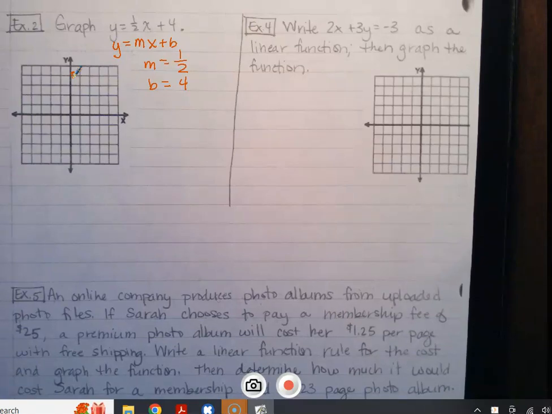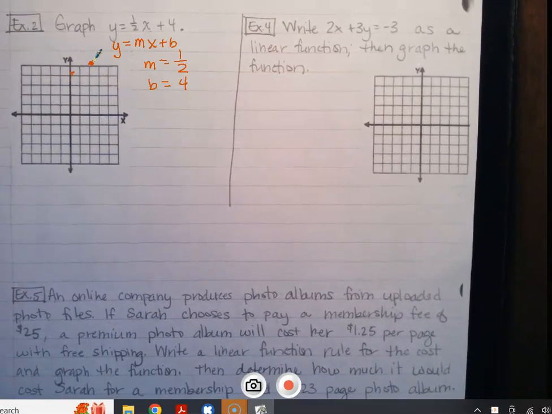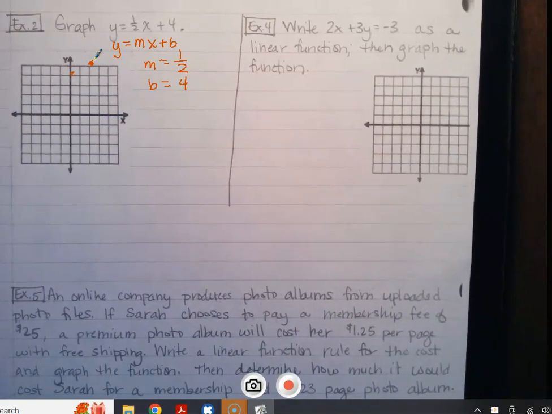All right, so because this equation is written in the same format, the y equals mx plus b, our m value is 1/2. The b value is 4. B stands for the y-intercept, where the graph intersects the y-axis, up 4. 1, 2, 3, 4. Where's this one going to be? Nope, slope is 1/2. So remember that's rise over run. So we go up 1 and over 2.